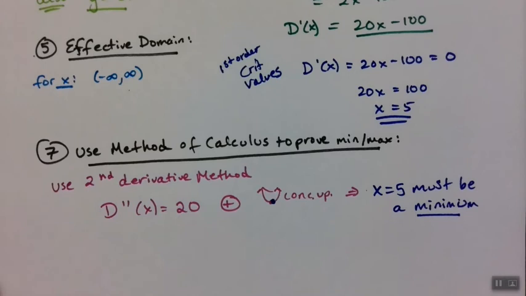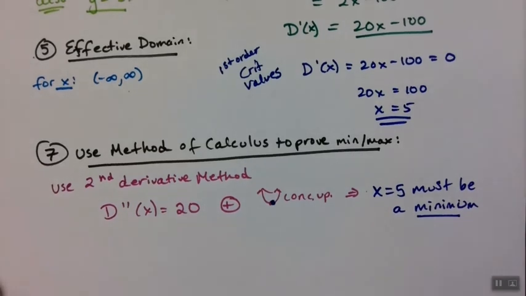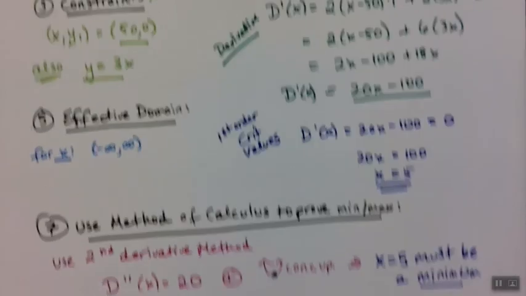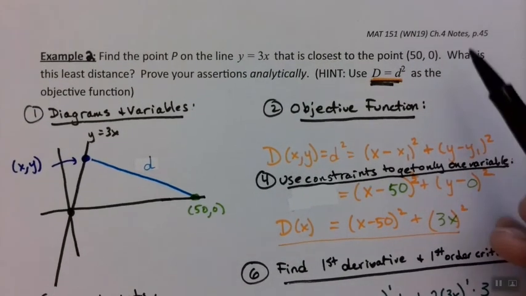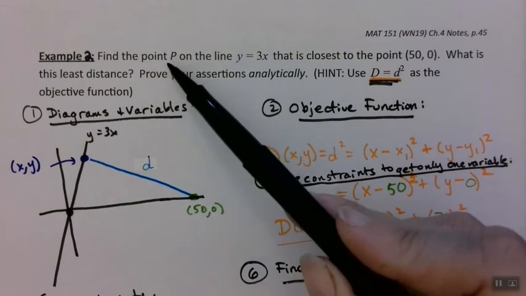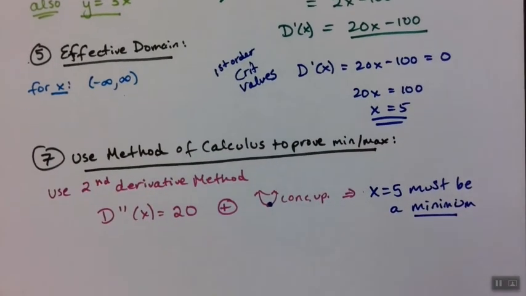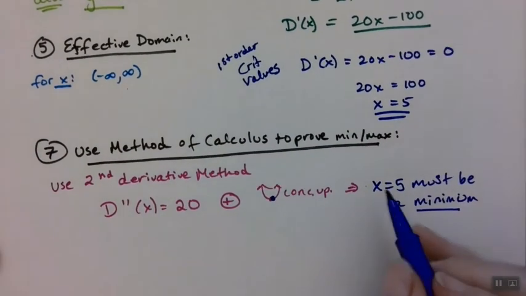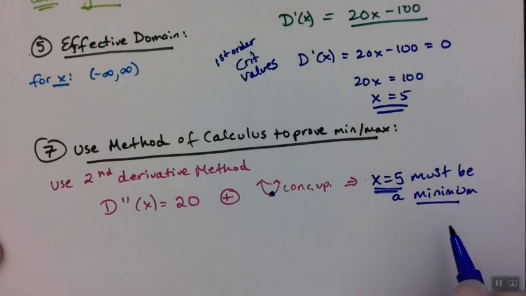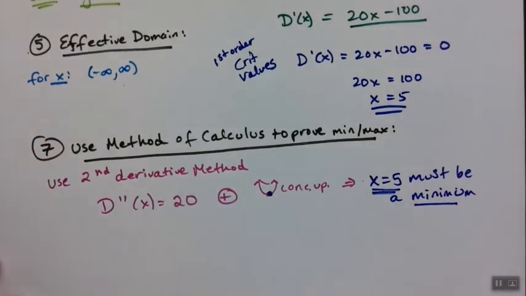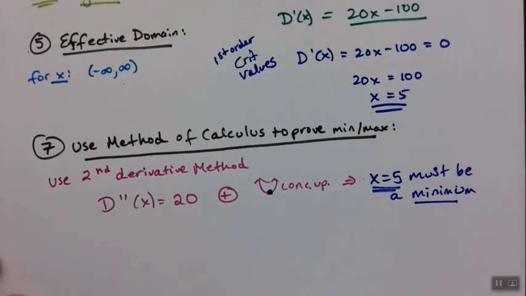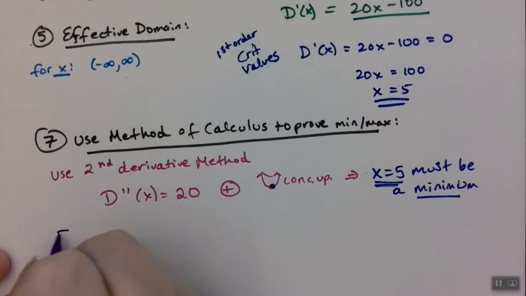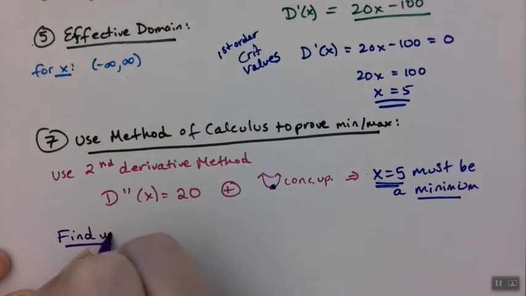Lovely. The only other thing we have to do is it always pays to go back and double check your problem and make sure that you've answered all the questions. So we found the point. Oh, we didn't find the point. We found the x value, but we didn't find the point. Okay, so there you go for x. We know what happens at x equals 5. So what's the y value? So to find the point, we're going to need that y value.